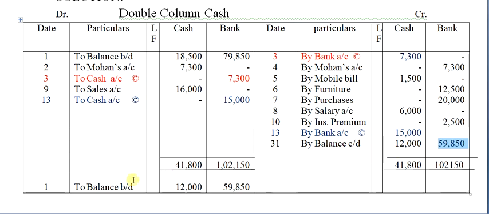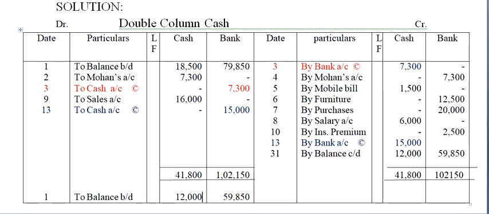The next serial number is 1, to balance brought down, that is the next month's opening balance. How much does it become? 12,000, the closing balance will become the opening balance. 12,000 as well as the bank balance 59,850 is the opening balance, my dear students. So this is your solution. You can pause the video and write the solution, my dear students.